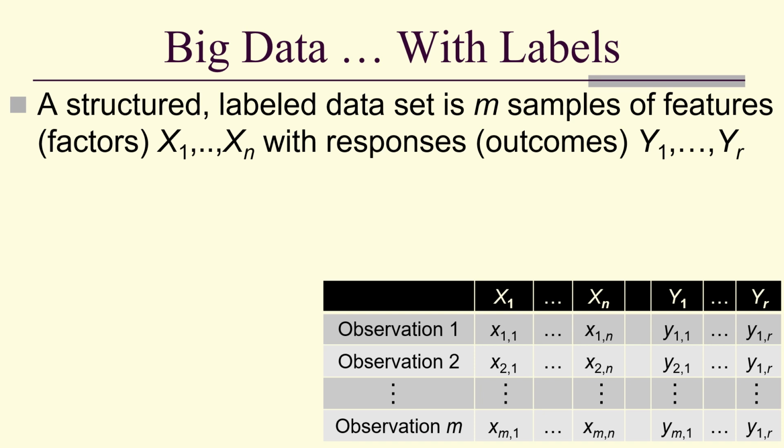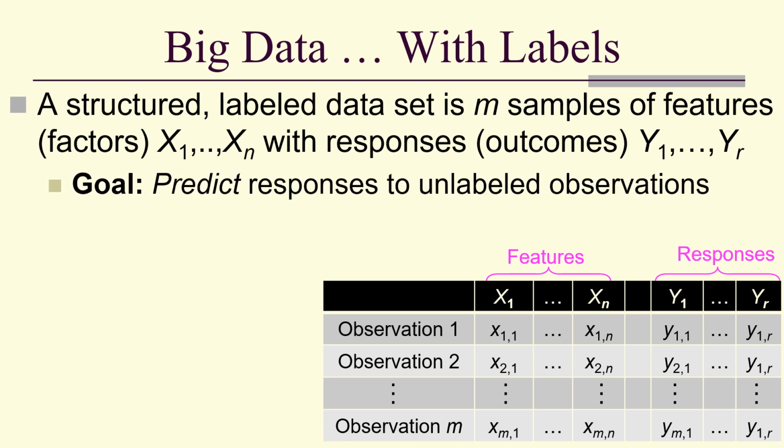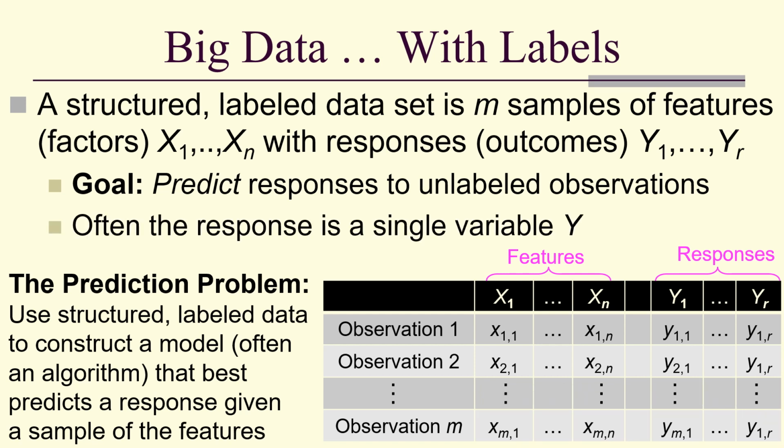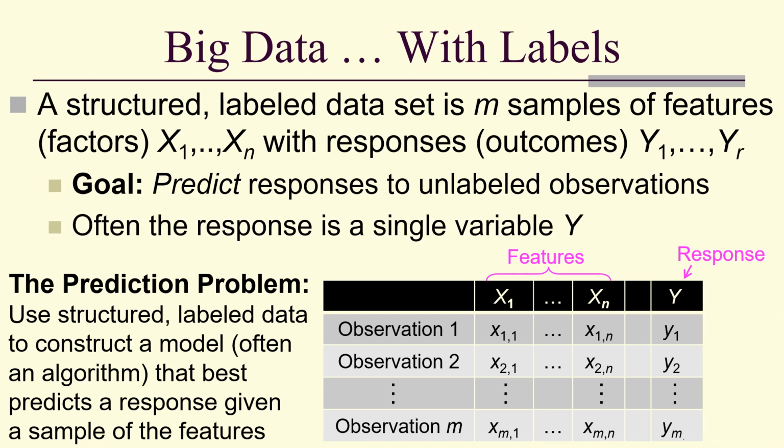So big data with labels means that we're looking at a structured labeled data set. And that means rows of observations of features and in this case also responses. Our goal is to predict the responses to unlabeled observations. And the prediction problem, therefore, is to use structured labeled data to construct a model, often an algorithm, that best predicts a response given a sample of the features. So given a sample of the features, predict the response. And often the response is a single variable y.